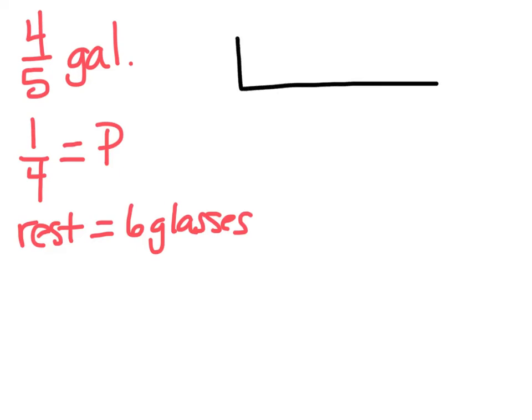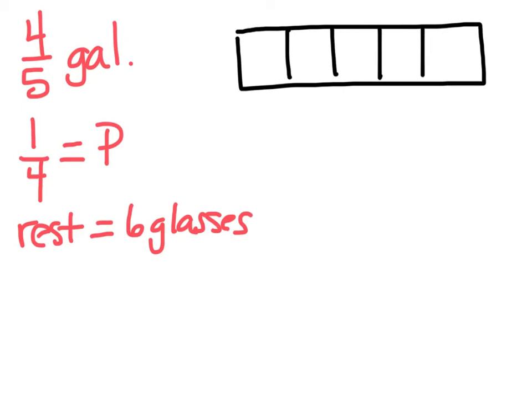So I'm going to start by drawing a bar that represents 1 gallon of lemonade. I'm going to divide it into 5 equal parts, and I'm going to X this one out because we don't really have it, do we? We only have 4/5 of a gallon.